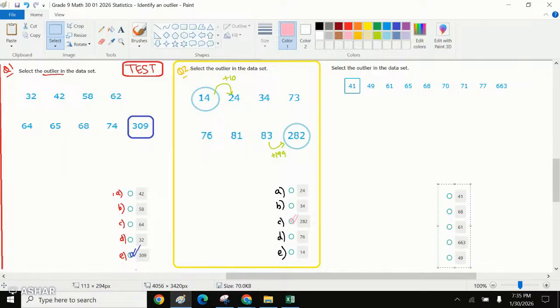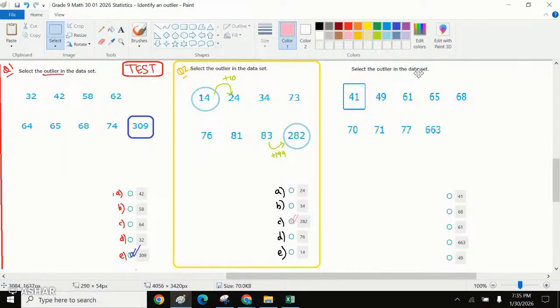Okay. So we have another set of numbers over here. The numbers given are 41, 49, 68, 71, and so on. We need to find an outlier for this given set of values. For question number 3, let's try to find an outlier. The options given were A 41, B 68, C 61, D 663, and E 49. What should be an outlier?